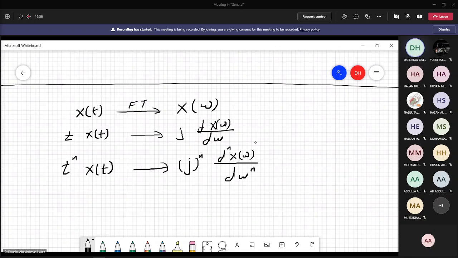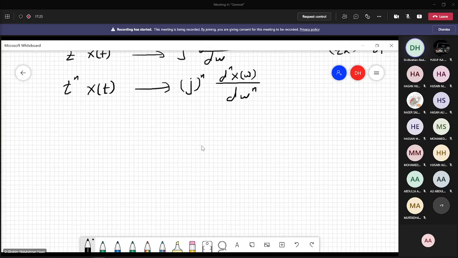Okay, when I use the frequency, it's the same. So just here, it is dx of f by df. So we know that omega equal to 2 pi f, you can take the 2 pi outside. So then it becomes j divided by 2 pi. Okay, similarly here, except that you have n.